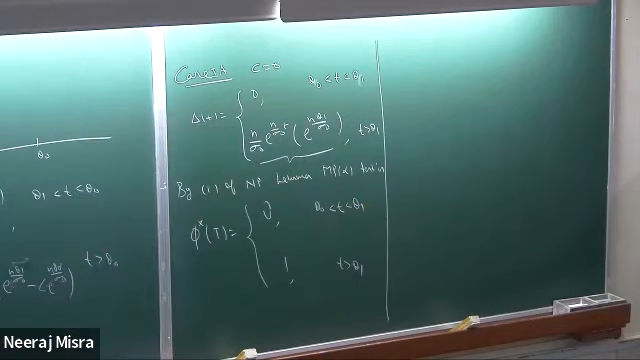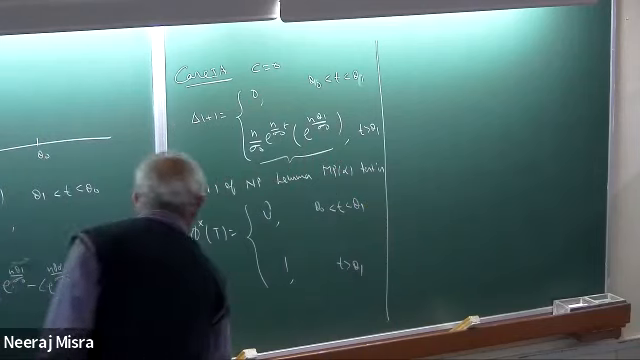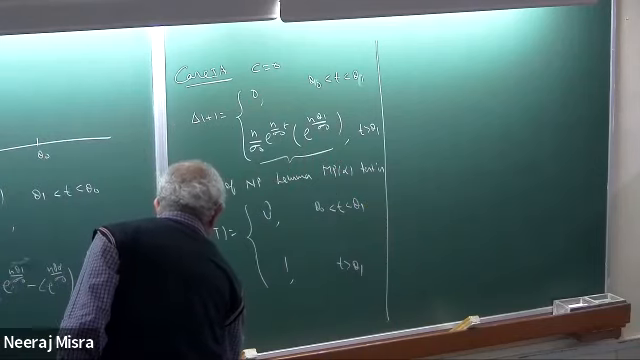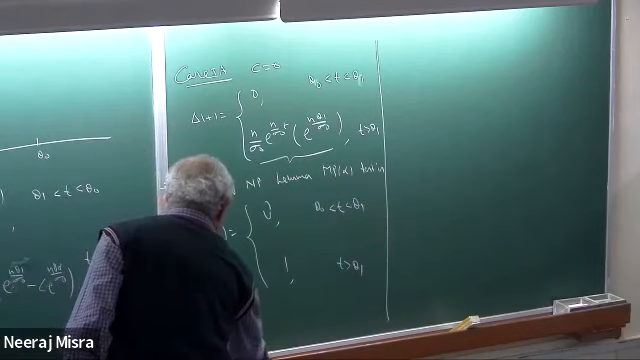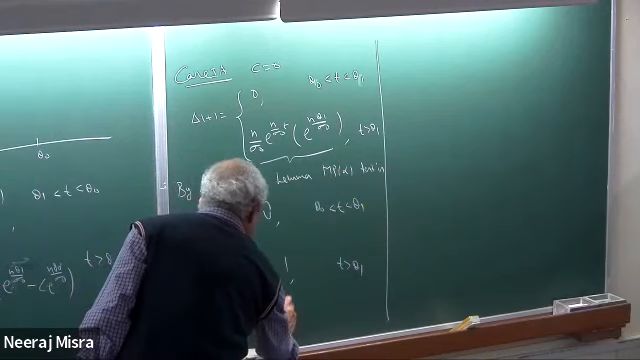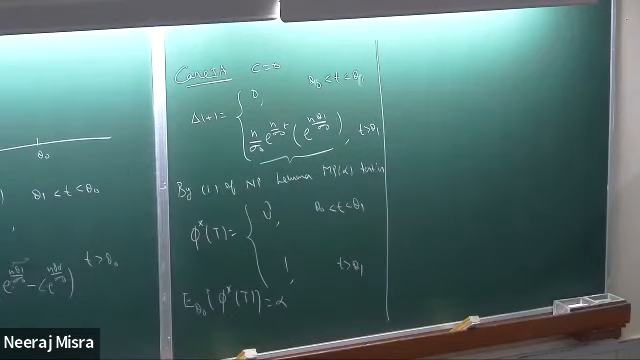And how do you choose gamma? Such that the expected value under theta naught of phi star is exactly alpha. All right, so let me just continue over here.